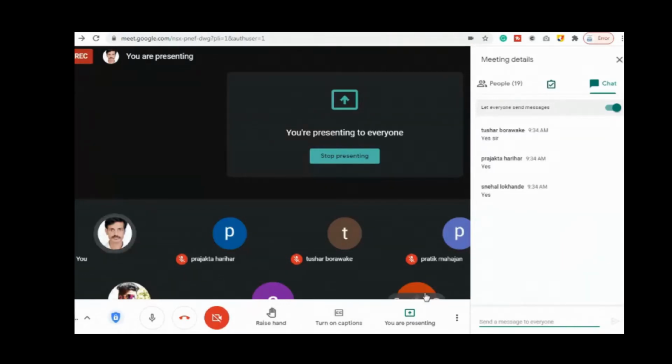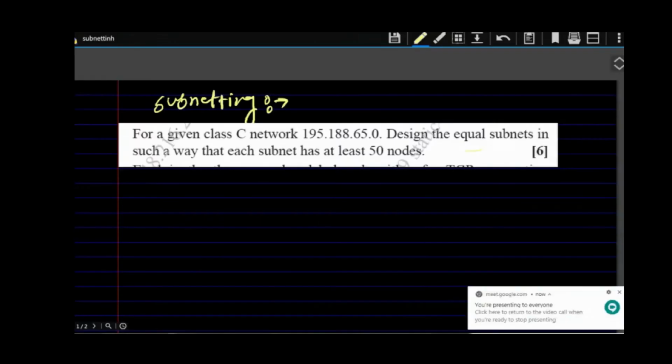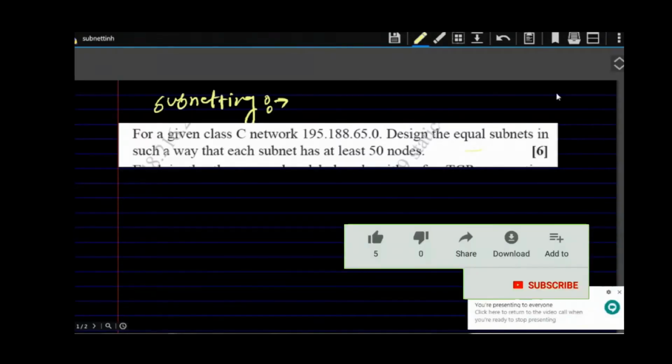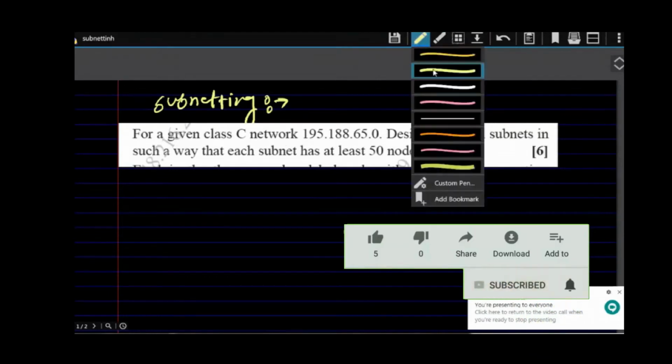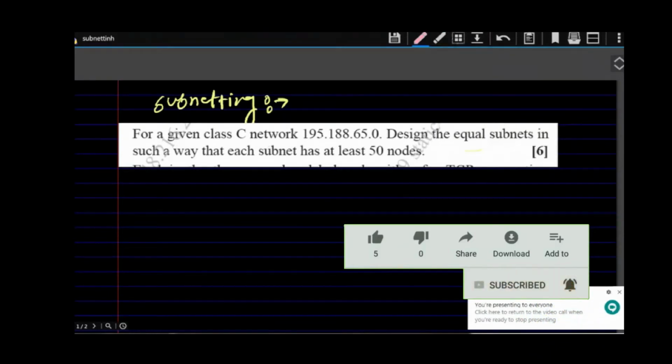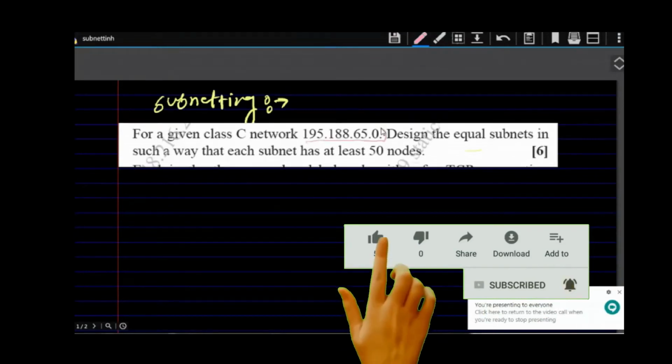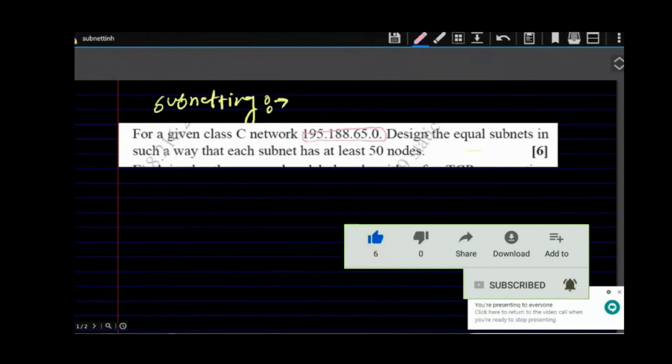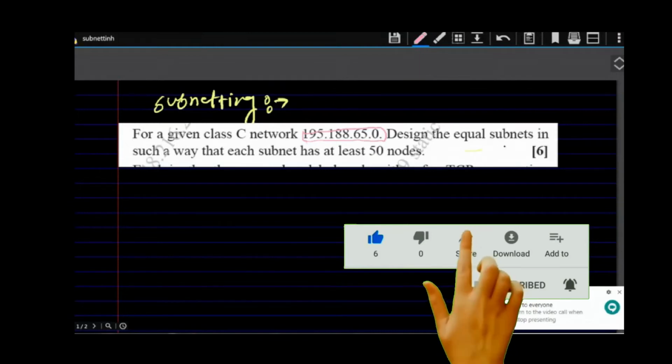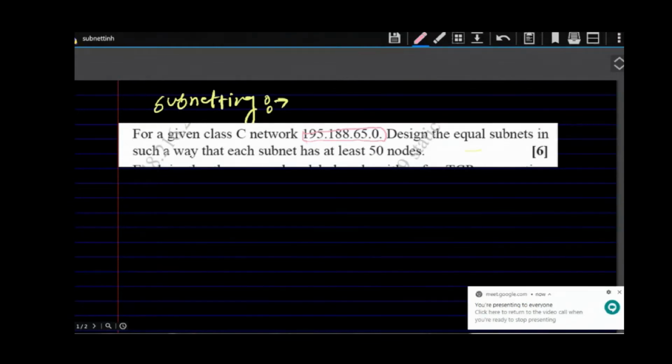Okay, thank you. So we start with one of the examples from the question paper. For a given class C network, 195.188.65.0. So this is the class C network given. Design the equal subnets in such a way that each subnet has at least 50 nodes.